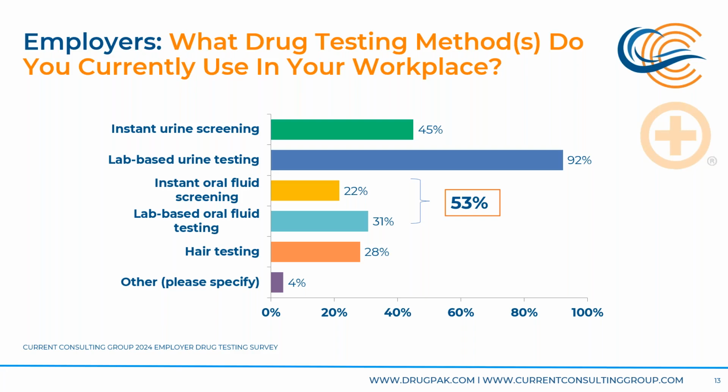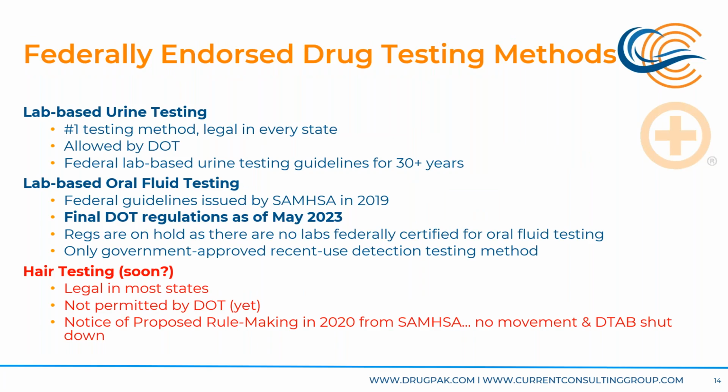We believe now, from our surveys and the insights that we're getting from drug testing providers as well as employers, that percentage is probably going to be higher, closer to 35 to 40% over the next, say, 3 to 5 years. Now, when you look at federally endorsed drug testing methods, there's really just 2. There's lab-based urine testing and there's lab-based oral fluid testing.